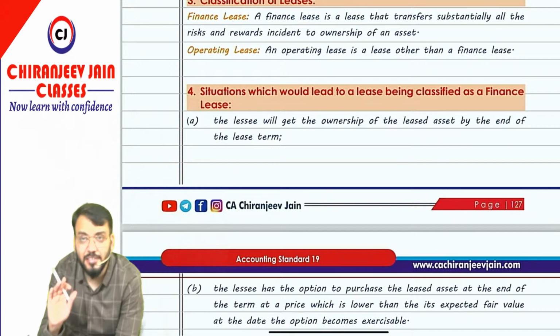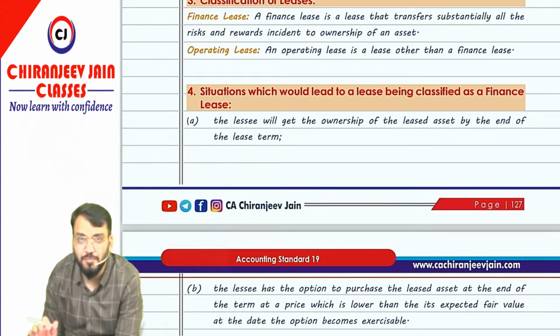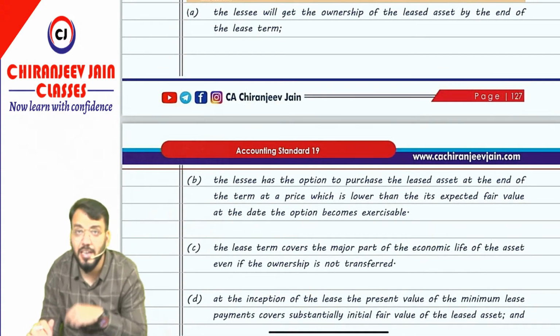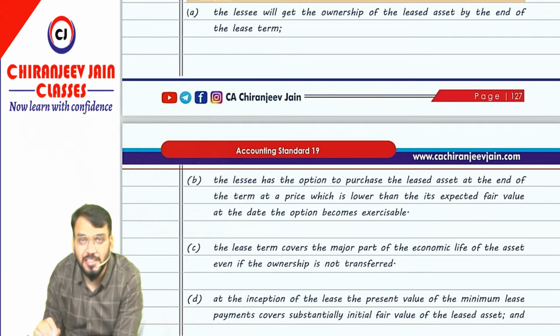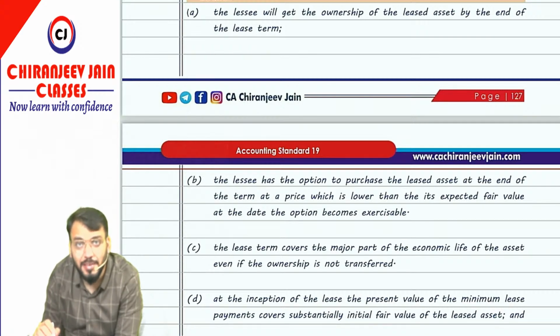Now AS19 has given 5 situations in which a lease will always be classified as finance lease. Means these are the indicators that a lease will be classified as finance lease. The first: the lessee will get the ownership of the asset by the end of the lease term. Means in any lease agreement, if the lessee is getting the ownership of that asset at the end of the lease term, then that will be classified as finance lease. This is nothing but, I will say, a hire purchase agreement. In case of a hire purchase agreement, the hire purchaser will get the ownership at the end of the agreement. Therefore, hire purchase is nothing but an example of finance lease.